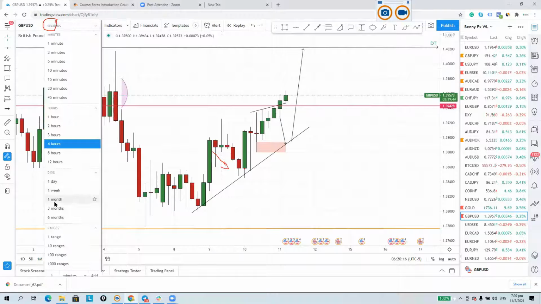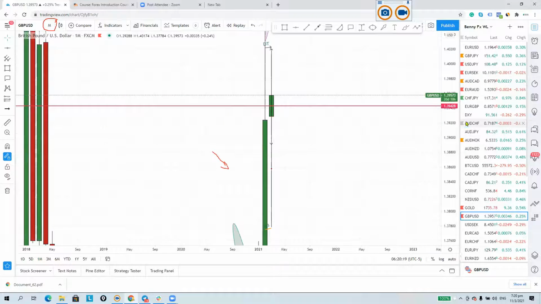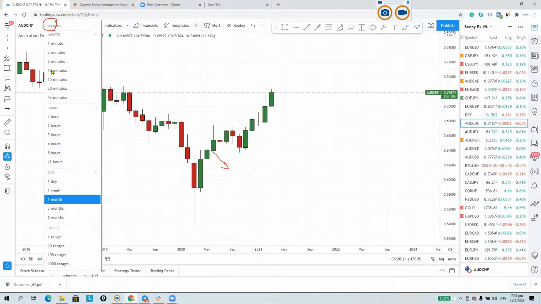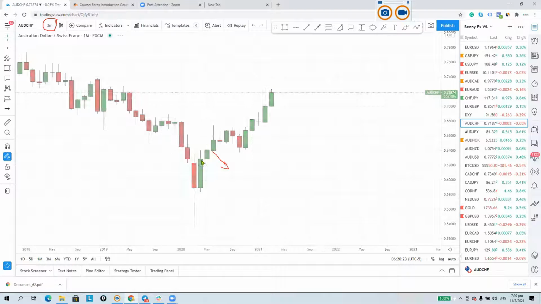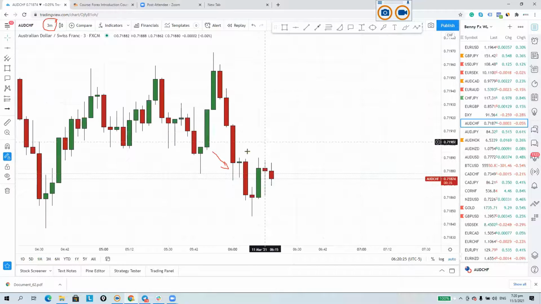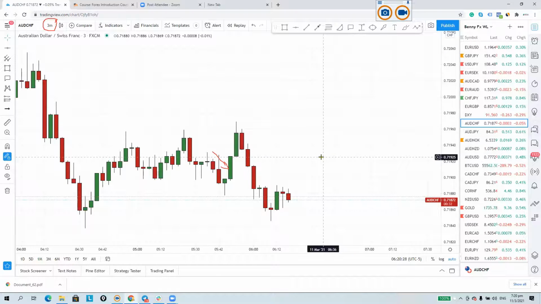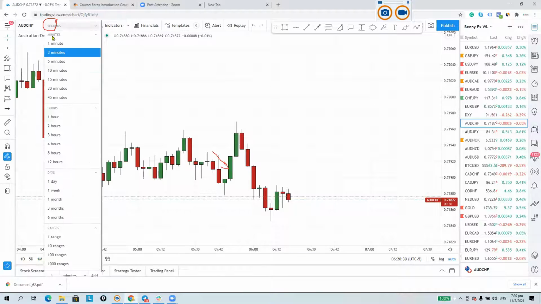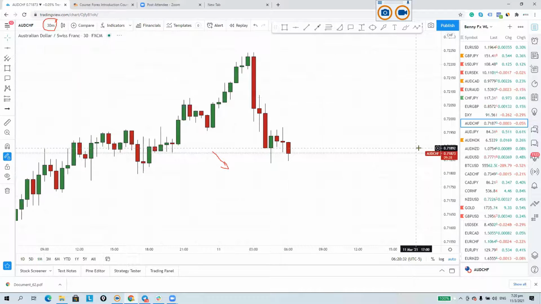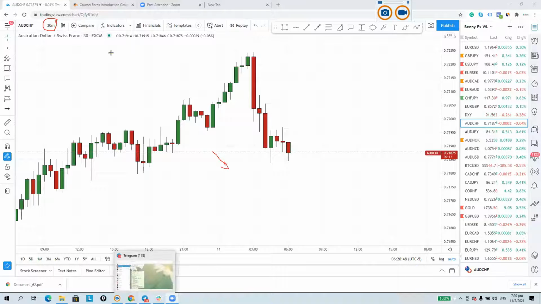I can go to 1 month. Now every candlestick represents 1 month. I can go to whatever time frame. I can go down to 3 minutes. Now every candlestick represents 3 minutes. But whatever time frame I go to, they always display four pieces of information: the open price, the high, the low, the closing price. All right, so far okay? Yep. Okay, so now let's go back to our PowerPoint.